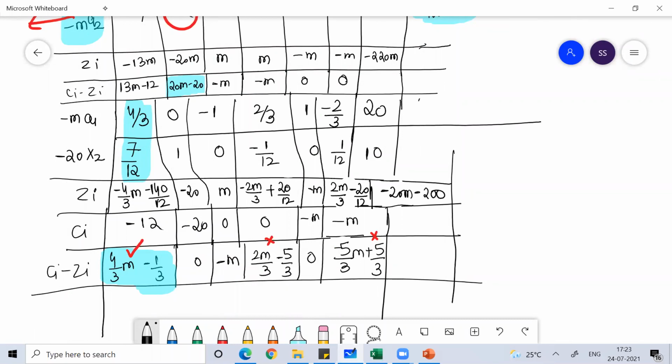So theta, this would be 20 divided by 4 by 3, which will be 15. And this would be then 10 divided by 7 by 12. This will be 120 by 7. 120 by 12, 7 by 12, 120 by 12.